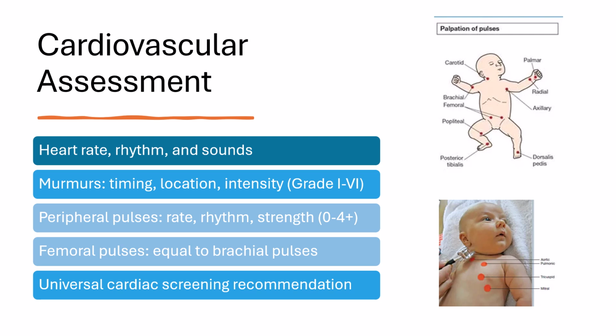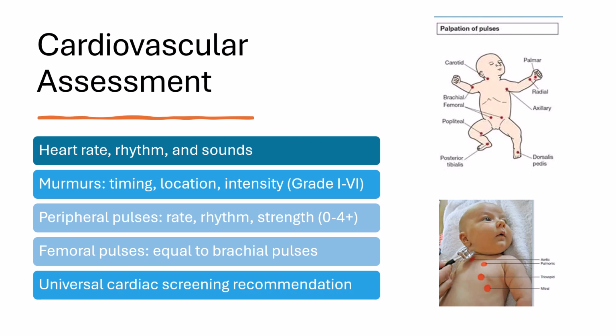Cardiovascular assessment is heavily tested on the exam. Evaluate heart rate, rhythm, and sounds, noting normal first and second heart sounds and any abnormal splitting or extra sounds. Understand murmur characteristics, timing, systolic, diastolic, continuous, location, and intensity, using the grade 1 to 6 scale, where grade 1 is barely audible and grade 6 is audible with stethoscope off the chest.